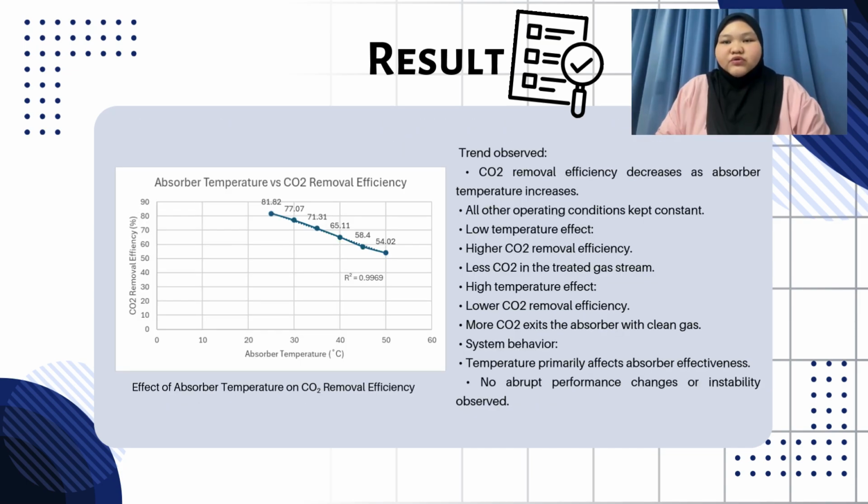The figures show how CO2 removal efficiency changes with absorber temperature based on our Aspen simulation. We can see a clear decreasing trend: as the absorber temperature increased, the CO2 removal efficiency dropped. At lower temperature, the absorber worked more efficiently, removing more CO2 from the gas stream, which means less CO2 leaves with the treated gas. As the temperature rises, the opposite happened. More CO2 passed through, resulting in a lower overall removal efficiency. This indicates that the absorber temperature is a sensitive operating variable that directly affects the performance of the CO2 capture system.